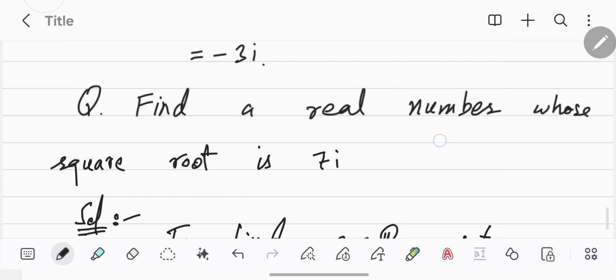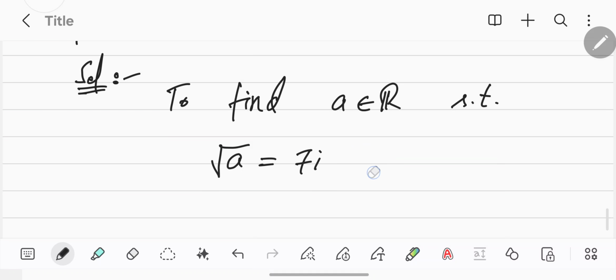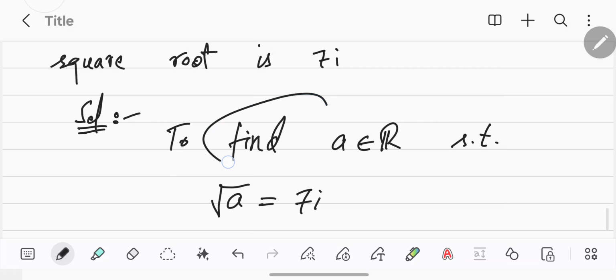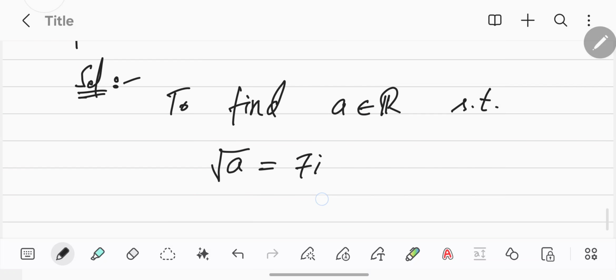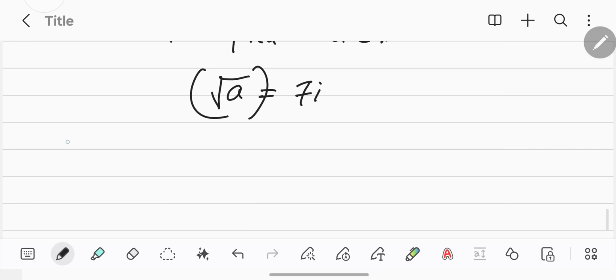If you are able to write the question in mathematical form, that means you can solve the question easily. Now our aim is to find a. How can we find a from here? Because a is inside the square root, but we need a without the square root. How can we do that? The only way to find a from this equation is to take the square on both sides, because if we take the square of the square root, the square will kill the square root and we will get our a. Okay, so we can take the square on both sides.